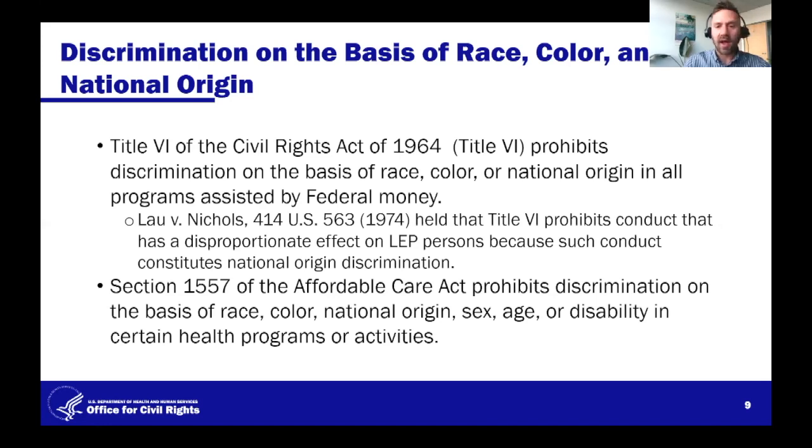Down the line, Section 1557, OCR's other language access authority, is the non-discrimination provision of the Affordable Care Act, which was passed in 2010. Section 1557 expands on the existing federal civil rights laws prohibiting discrimination on the basis of race, color, national origin, sex, age, and disability, and unifies them into a single regulation.